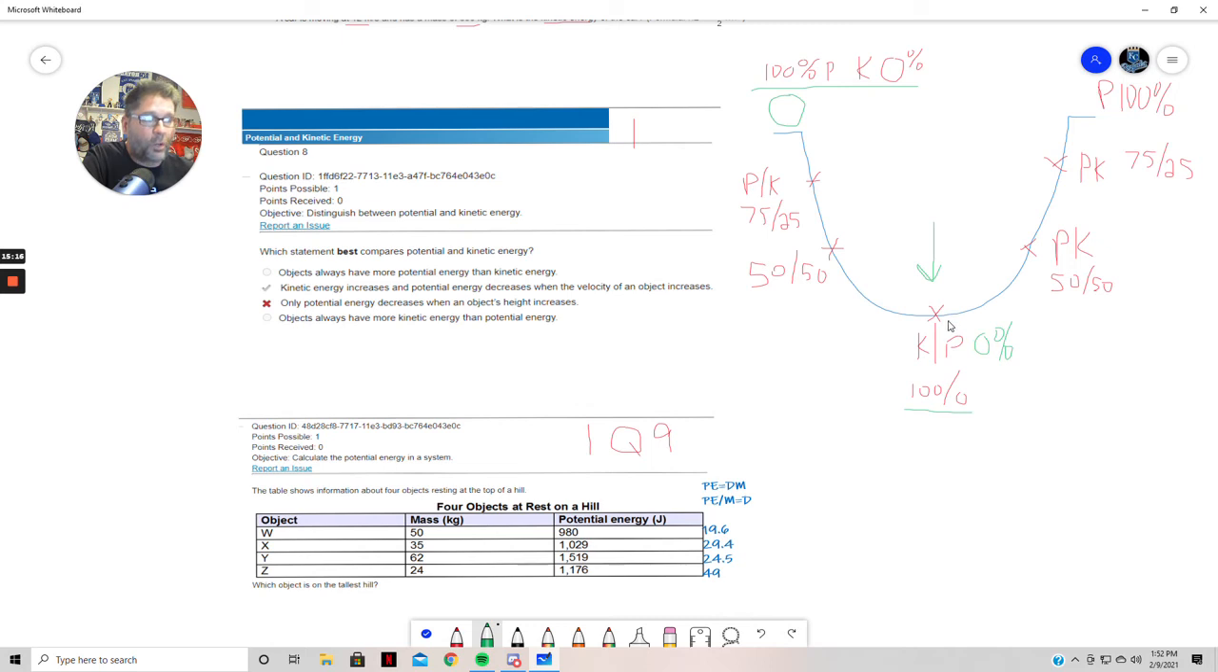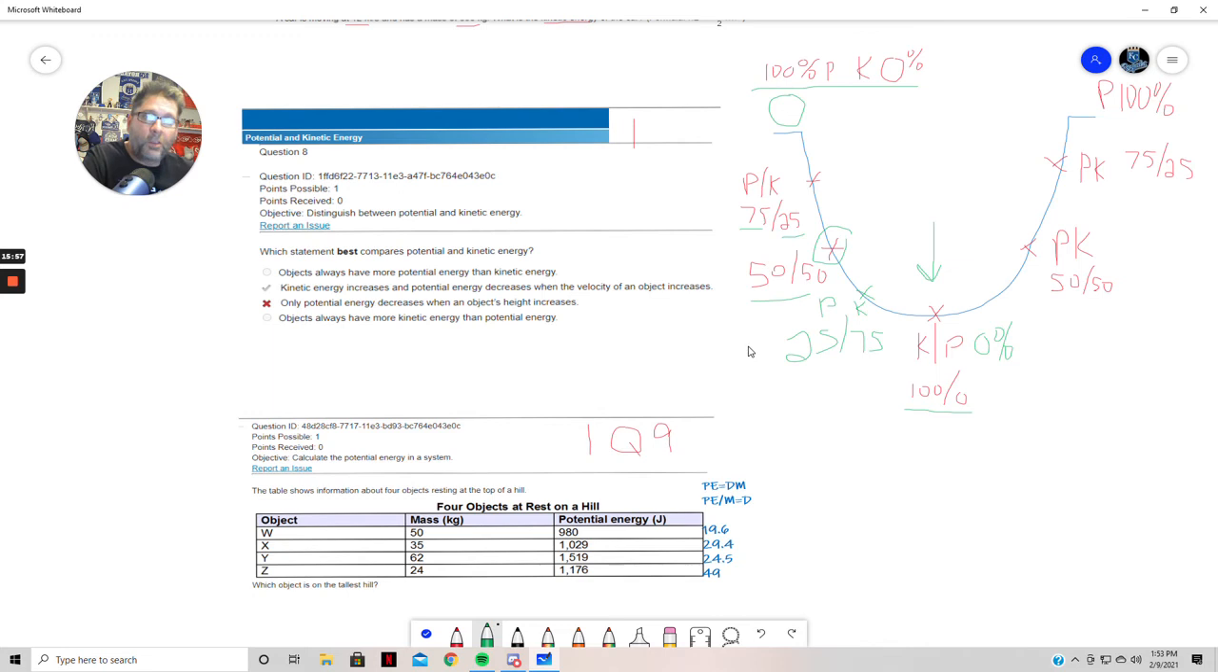And then as it passes through this downhill section, as it gets a fourth of the way into the trip, it's now 75% potential, 25% kinetic. When it gets halfway, it's 50-50, and I could put another X here, and now it would be 25-75 potential to kinetic. In other words, the further down it goes, the kinetic energy increases, the potential energy decreases.